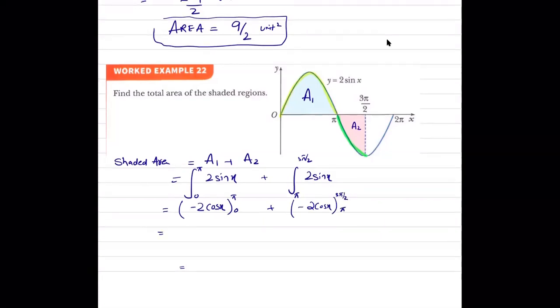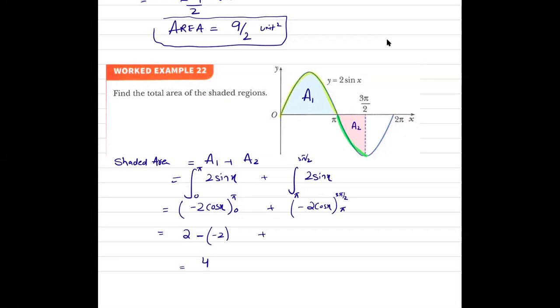Okay, minus 2 cos pi. Cos of pi is minus 1. That's going to give you 2. Minus, when you plug in 0, cos of 0 is 1. 1 times minus 2 is minus 2. So you get the answer as 4 from here.